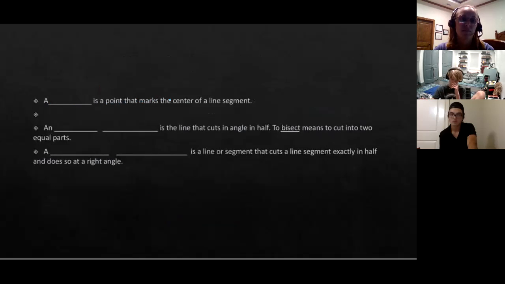Something is a point that marks the center of a line segment, the center being the exact middle. So that would be a midpoint. It's exactly in the middle, so it's a midpoint, the point that marks the center of a line segment. It has to be a line segment because a line is going to go on forever. But if we have a line segment, then we know how long it is and we can cut it exactly in the middle. That would be the midpoint.